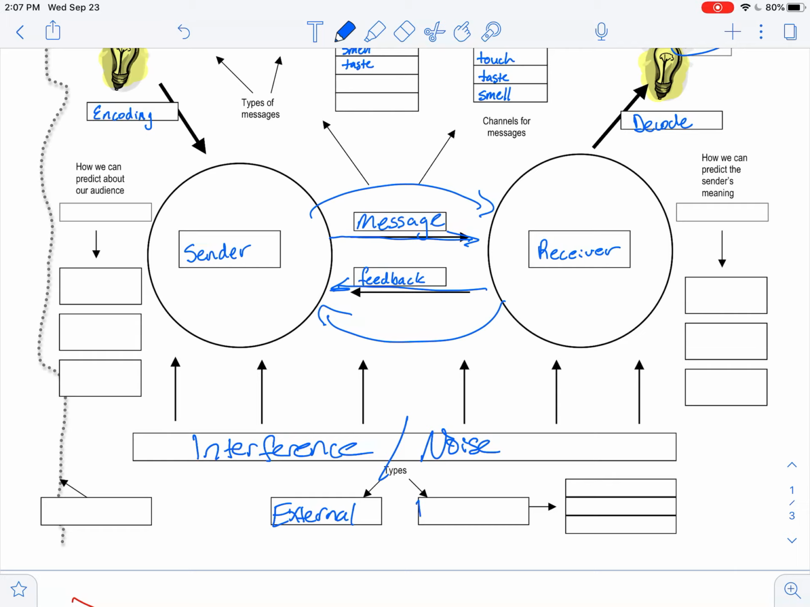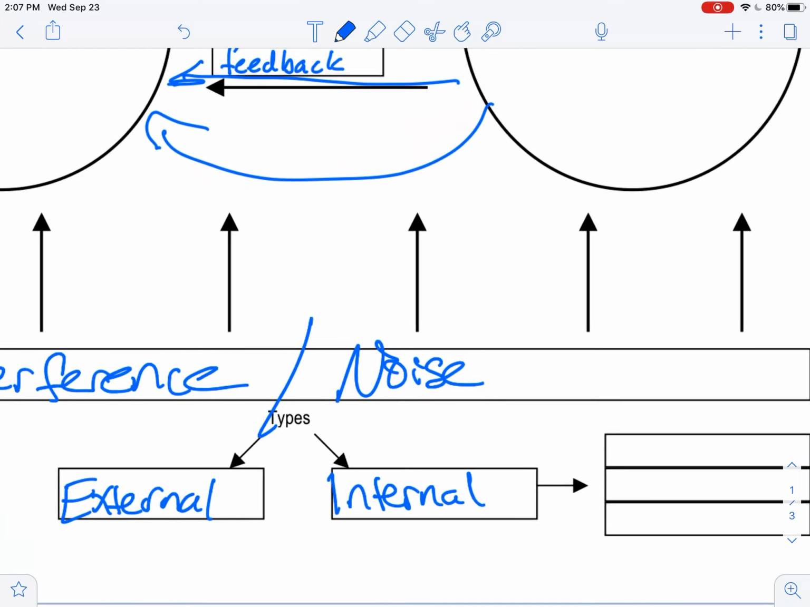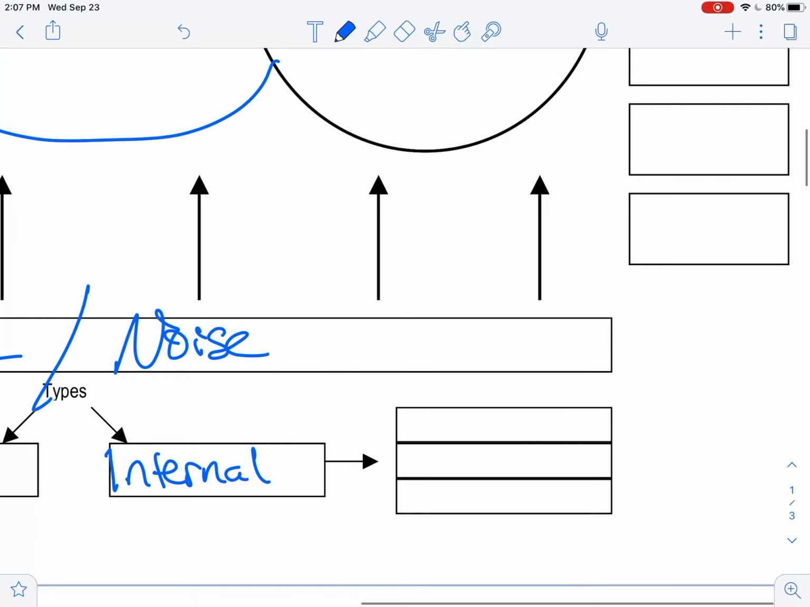Then you have internal noises, or internal interference is another way to look at that. And you guessed it, there are 3 different types. First, there is psychological noise, things getting in the way mentally. Okay, if you have a lot going on in your mind and you can't get out of it, it's tough to listen to communication. Here's an example.